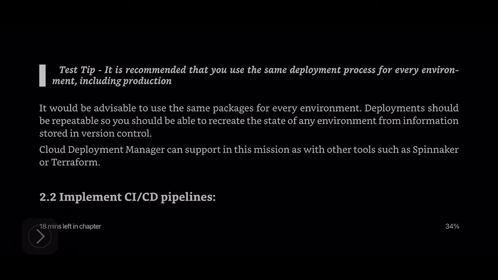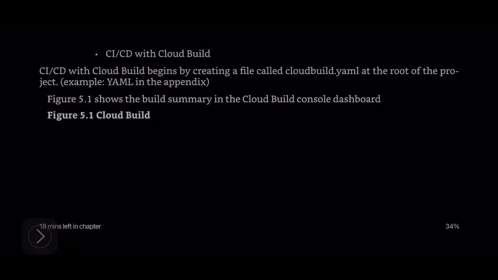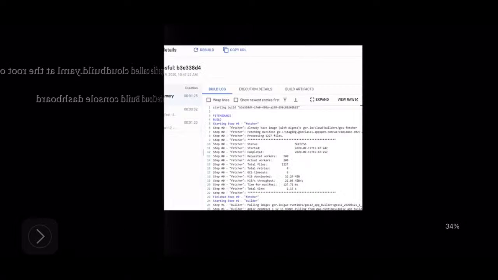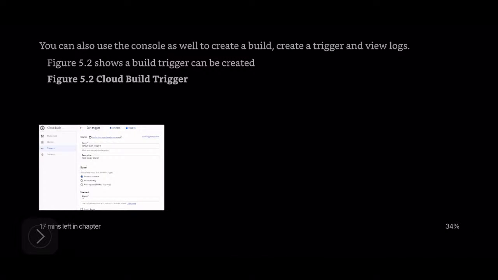2.2 Implement CI/CD pipelines. CI/CD with Cloud Build. CI/CD with Cloud Build begins by creating a file called cloudbuild.yaml at the root of the project. Example YAML in the appendix. Figure 5.1 shows the build summary in the Cloud Build console dashboard. Figure 5.1 Cloud Build image. You can also use the console to create a build, create a trigger and view logs. Figure 5.2 shows how a build trigger can be created. Figure 5.2 Cloud Build trigger image.